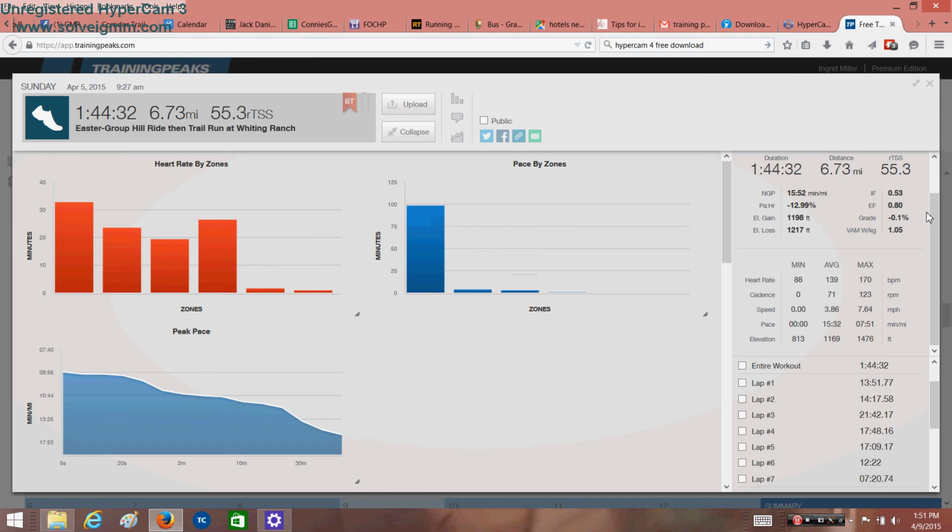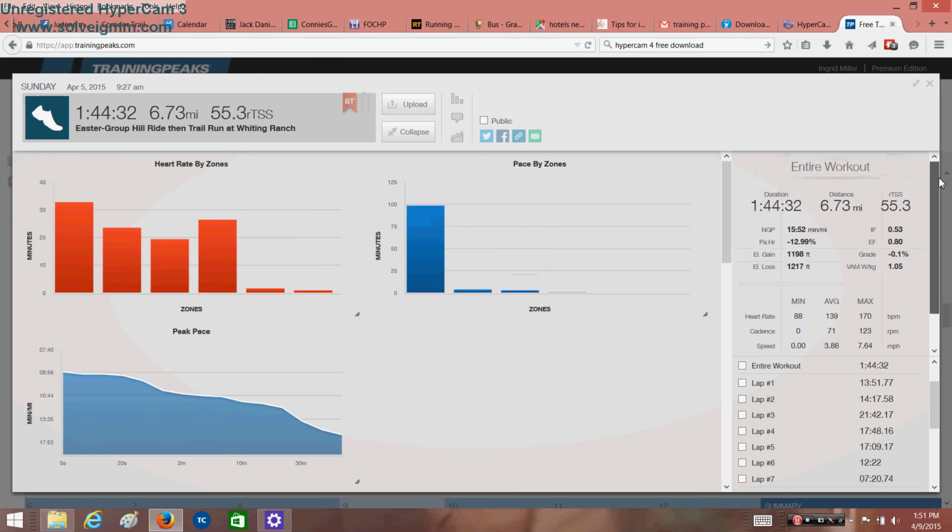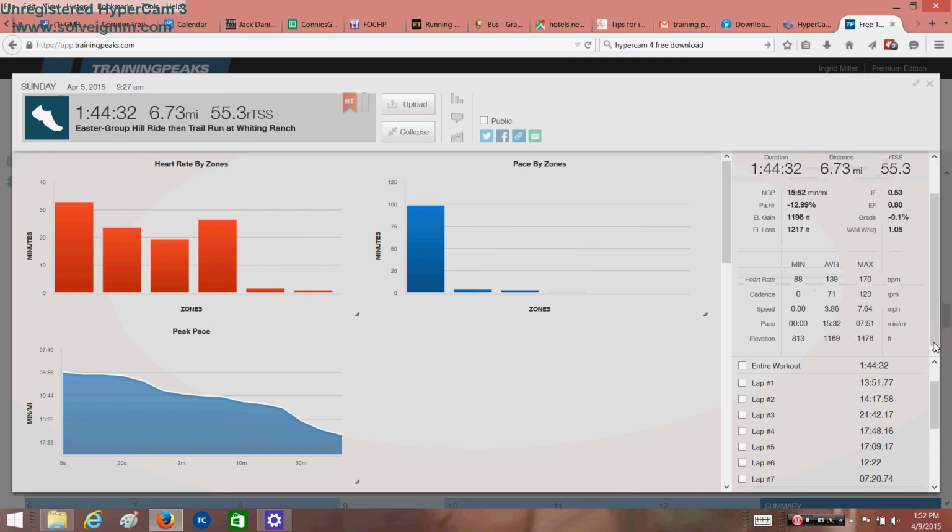So let's go over to the right here. You can scroll up. You can see how long you worked out, how far you went. I wouldn't worry about the other numbers for now. Heart rate, average, and max. Cadence is the same as RPM, or steps per minute. Average pace per mile, average, maximum. This will show you elevation changes.